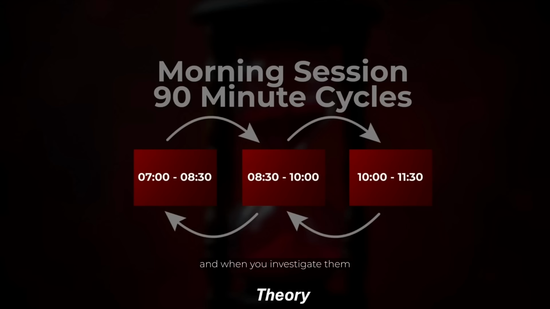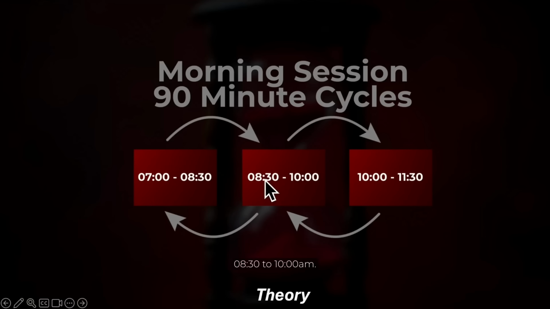And when you investigate them, you are going to smile. So what you can see is that 7 to 8:30 a.m. is your first 90-minute cycle. This is what I refer to as AM1. AM1 sets the stage for AM2, the second 90-minute cycle between 8:30 to 10 a.m. Throughout AM2, we refer to the high and low of AM1.